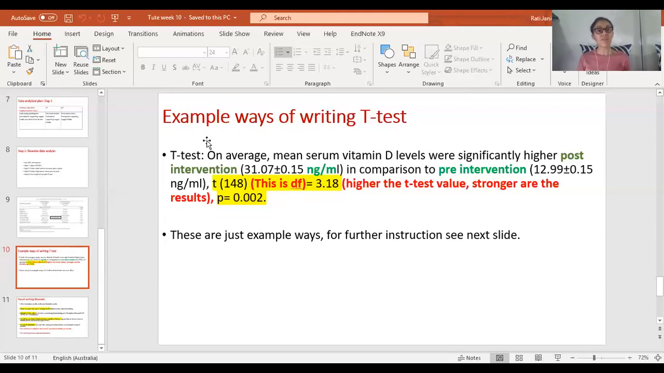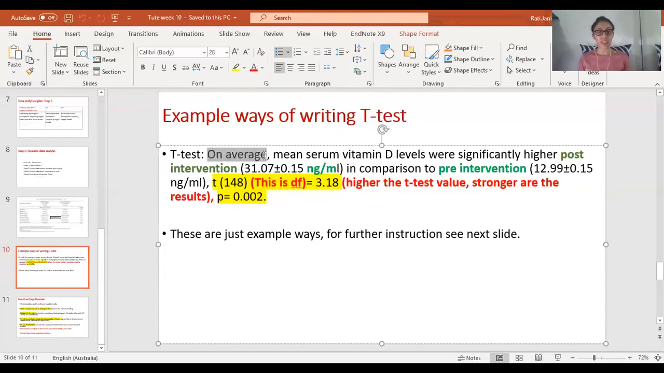So now how do you write findings from a t-test? Again, all of this is there in my EPI slides. This is just a repetition of it. If I were to write a t-test result, I would say, for example, "on average." Why have I written the term on average? Because, as I said, a paired sample t-test gives you means and standard deviations.